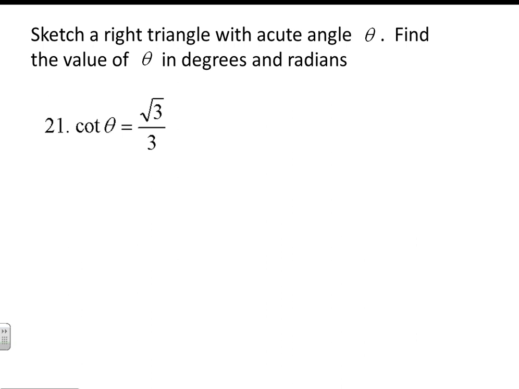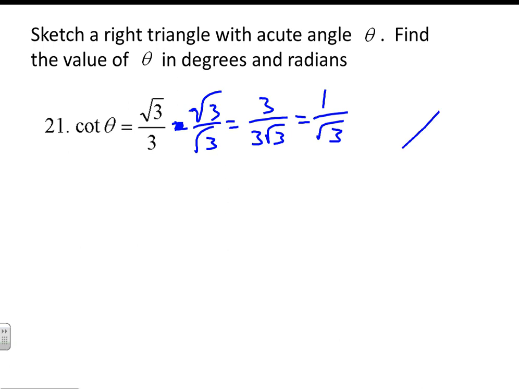Okay, sketch a right triangle with acute angle theta. Find the value of theta in degrees and radians. Ooh, this guy looks familiar. This looks like it has been rationalized. Let's take a look. What if I was to multiply this by, let's just go, times square root of 3 on square root of 3. I would get 3 on 3 root 3, or 1 on root 3. And if you're familiar with our 30, 60, 90s and 45, 45, 90s, those are good values. Cotangent. I'm not going to try to draw this to scale. We'll think our way through this.